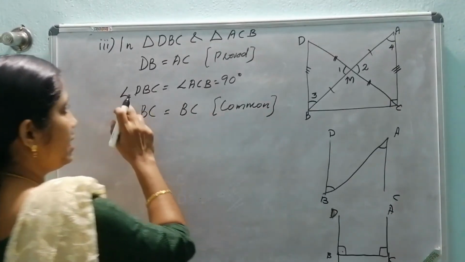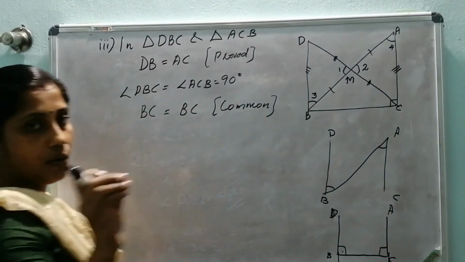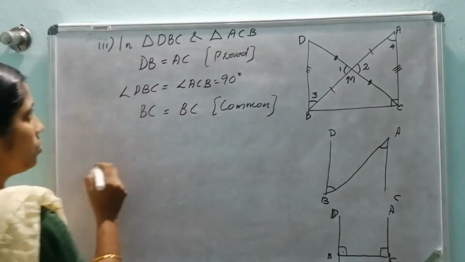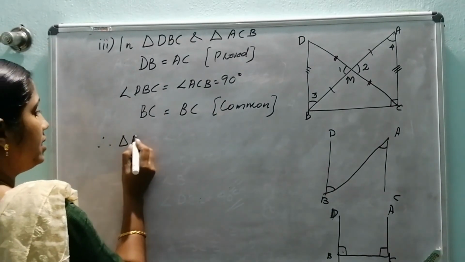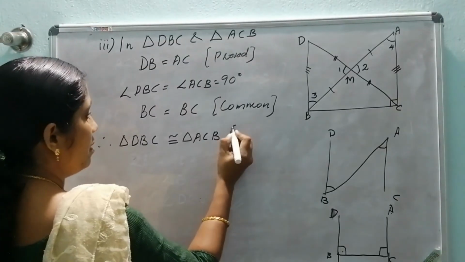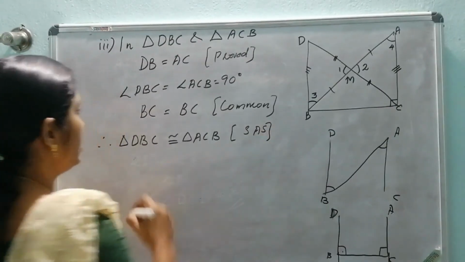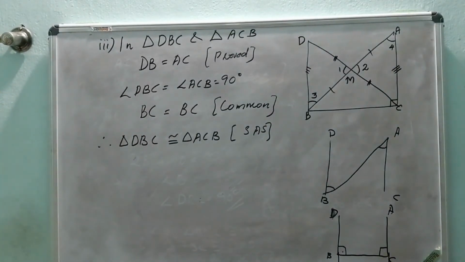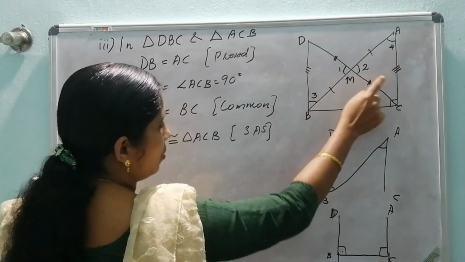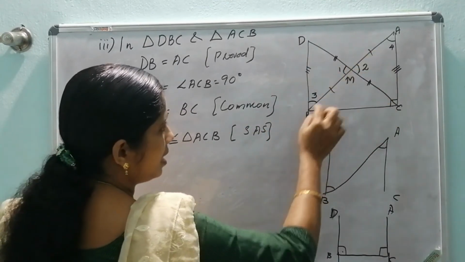Then two sides and one angle. Check whether it is the included angle or not. One side, this one side this, and this is SAS. Therefore, triangle DBC is congruent to triangle ACB by the SAS congruence rule. That is the third part: we proved that the two triangles are congruent. Then the last part we have to prove is that CM is equal to half of AB.